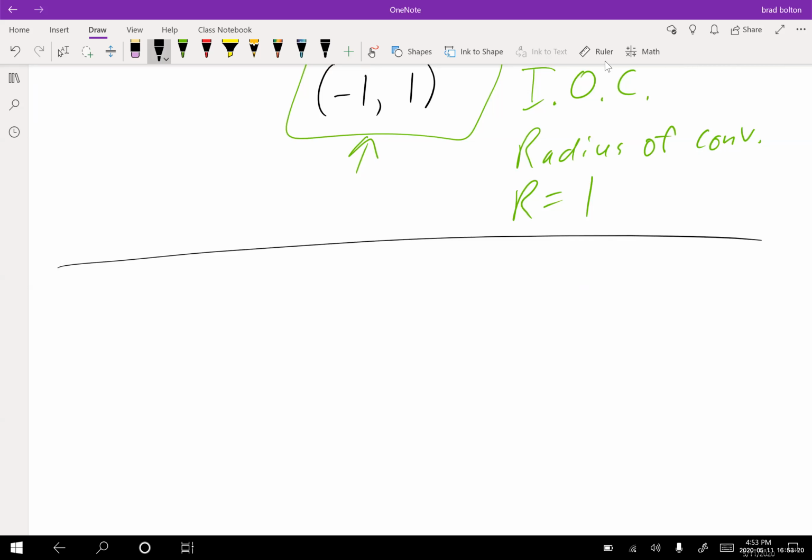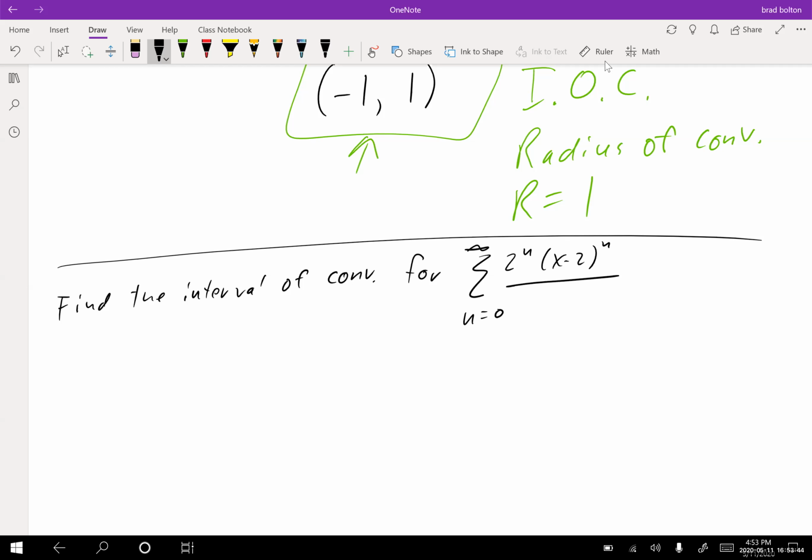Okay, so let's look at another problem. It says find the interval of convergence for the sum from n equals 0 to infinity of 2 to the n times (x minus 2) to the n, all over n times 3 to the n. Okay, so this is a much tougher problem.